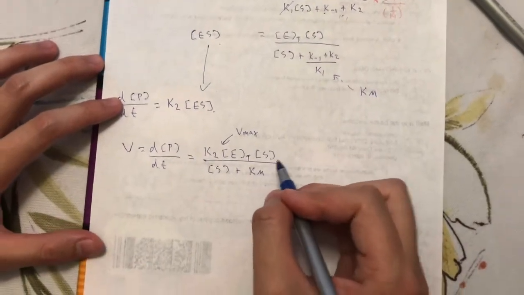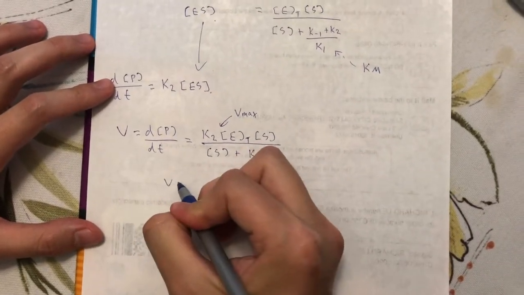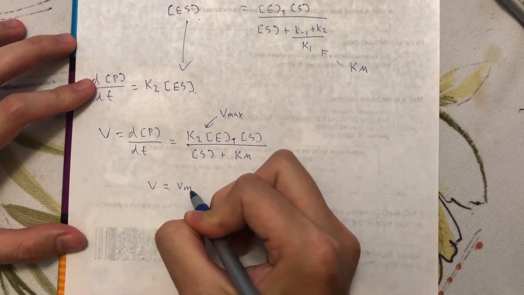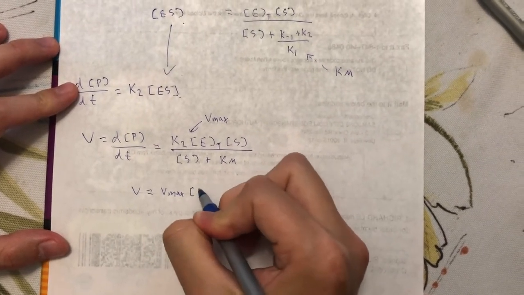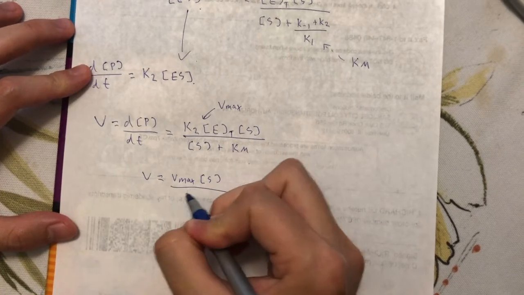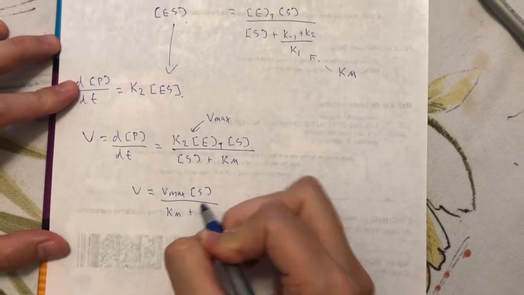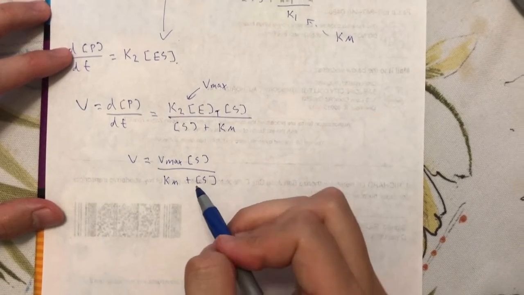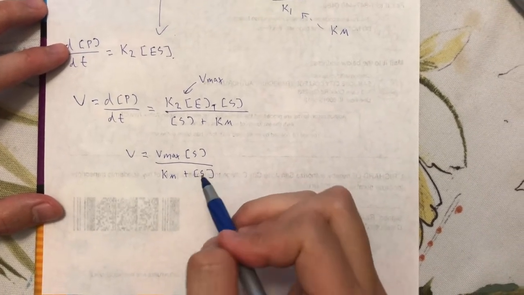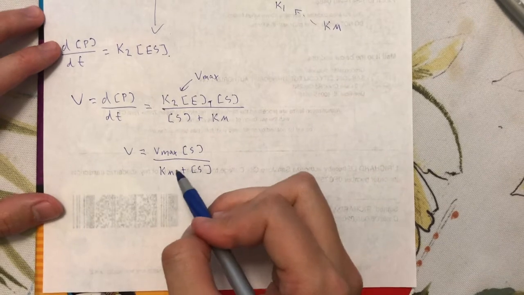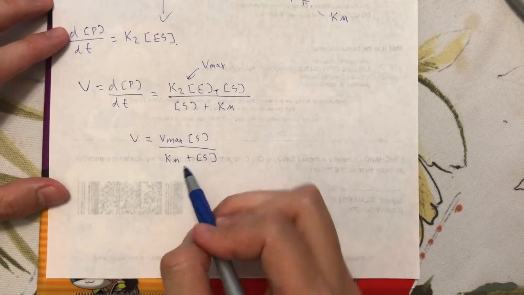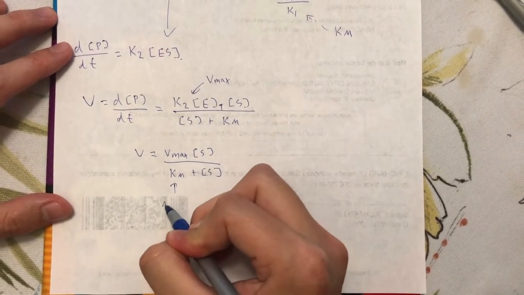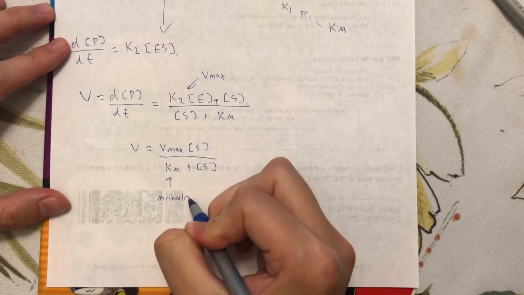So if we rewrite this, we have V is equal to Vmax times S over Km plus concentration of substrate. And this is the Michaelis-Menten equation itself. However, we have still yet to define what Km is. So Km is what's known as the Michaelis constant.